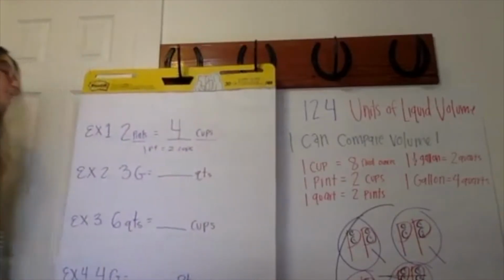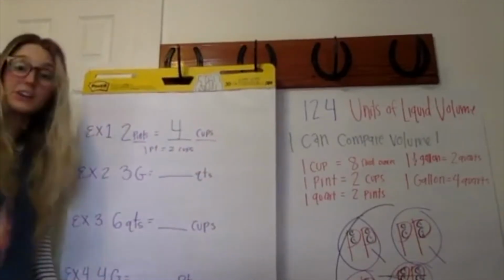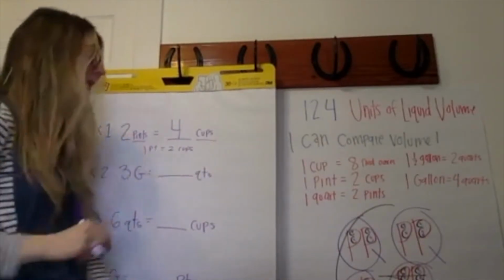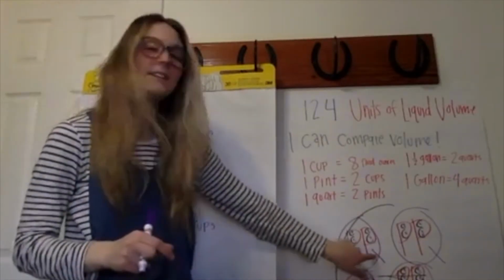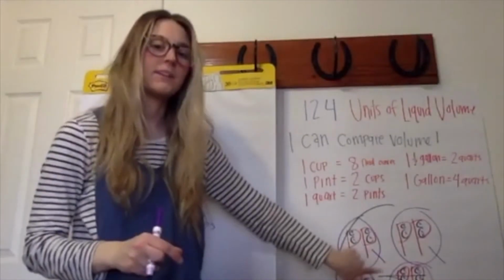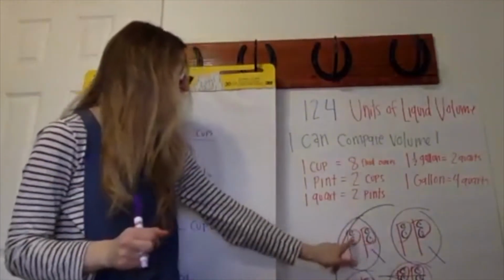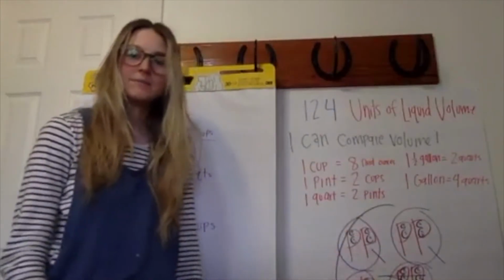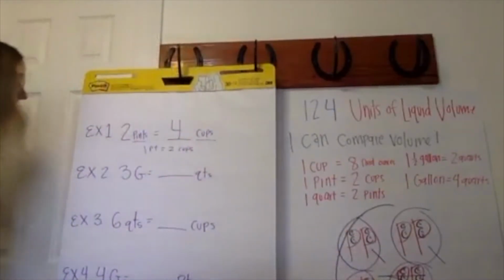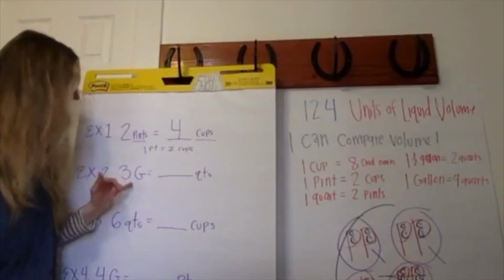4 cups. Or you could look at our kingdom. So if we had 2 pints, 2 princes, or 1 prince, 1 princess, how many cups are in those? So in our 2 pints, we have 1, 2, 3, 4. 4 cups. Or you could use the kingdom. Okay? All right, let's go down here.